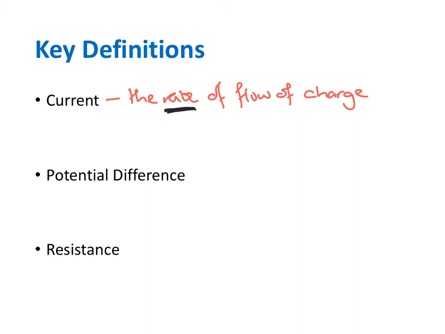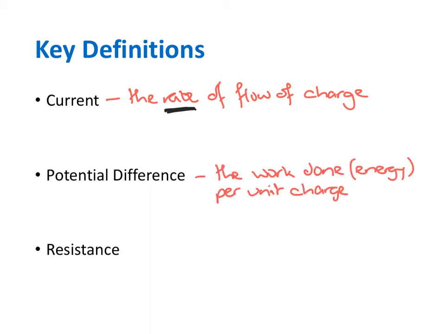If we look now at potential difference, so potential difference is the work done, and remember work done is an energy transfer, so we can think of it as energy. The work done, or the energy per unit charge. And then finally, resistance is a measure of how hard it is for the charge to move. So please just think about those three descriptions.